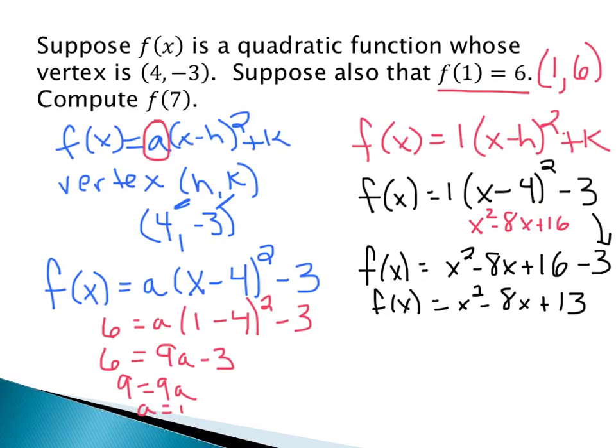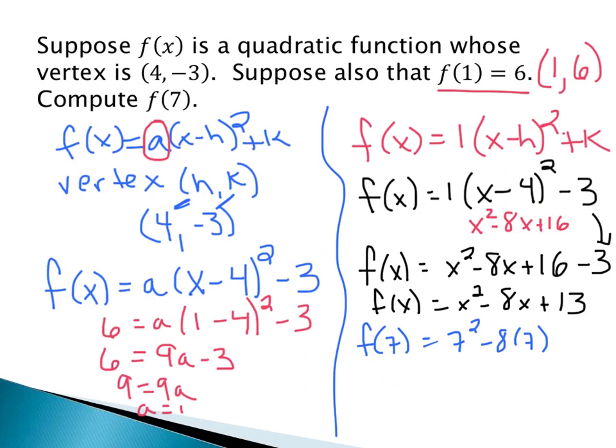Now the question is asking you to find f of 7. So f of 7 is 7 squared minus 8 times 7 plus 13. When you square 7, you get 49 minus 56 plus 13, and that's going to give you 6. So our final answer then is that f of 7 equals 6.